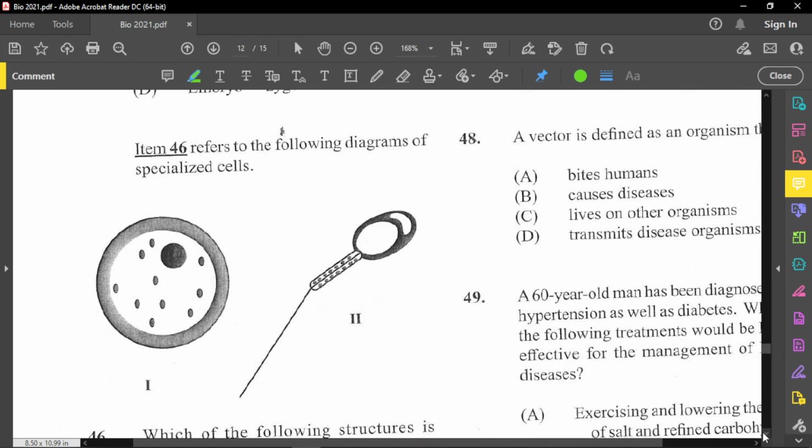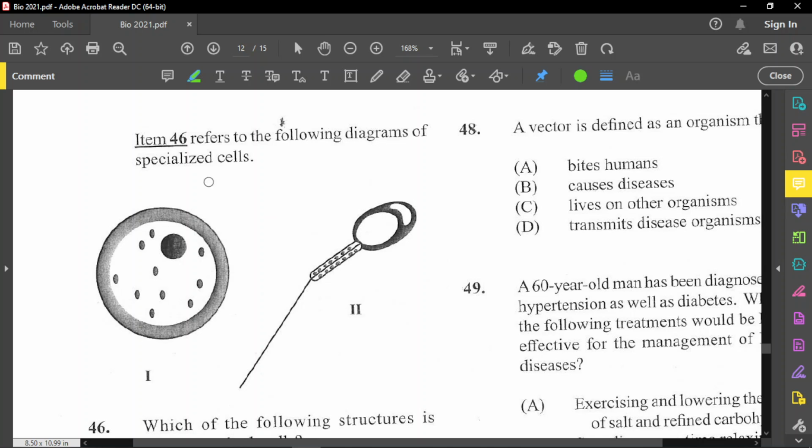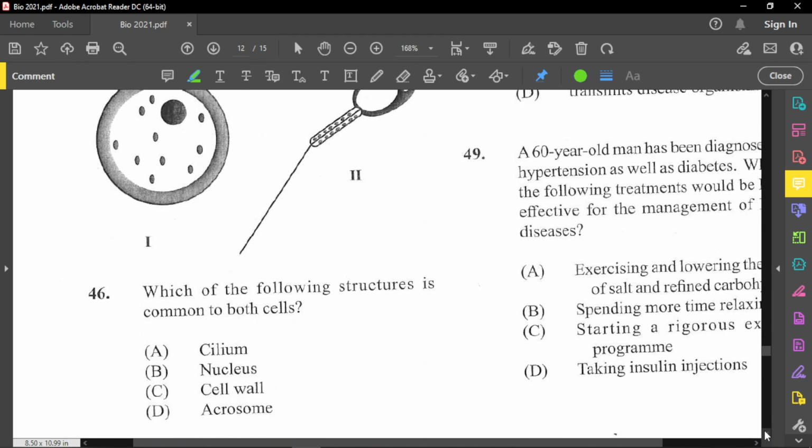Now 46, this one refers to the diagram of the specialized cells. Cell 1 is an egg cell, cell 2 is a sperm cell. And so 46 now, which of the following structures is common to both cells? Cilium is only for the sperm cell, which is this. No, matter of fact, this is wrong. Cell 2 has a flagellum, so that is what causes the cell to move. So it is not ciliated at all, so this is not true. Nucleus in both cells, yeah, without any doubt. All cells, with the exception of red blood cells, have a nucleus. All right, so 46, we're going to go with B without any doubt.